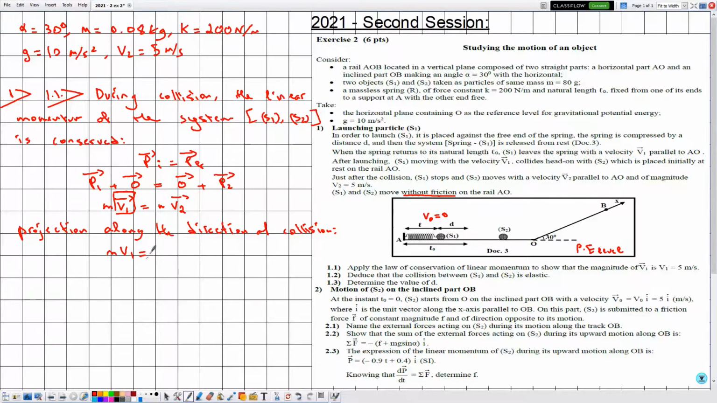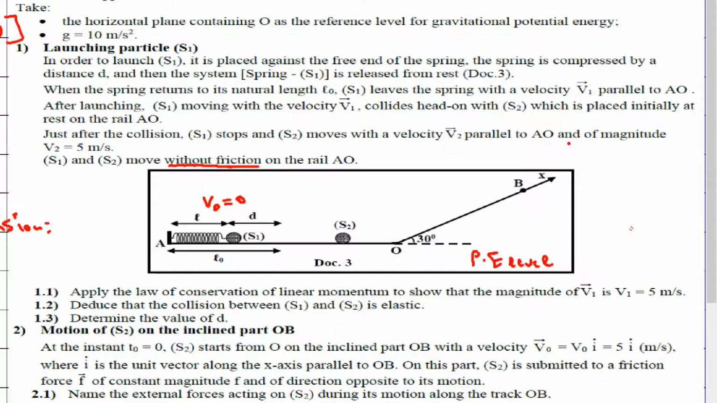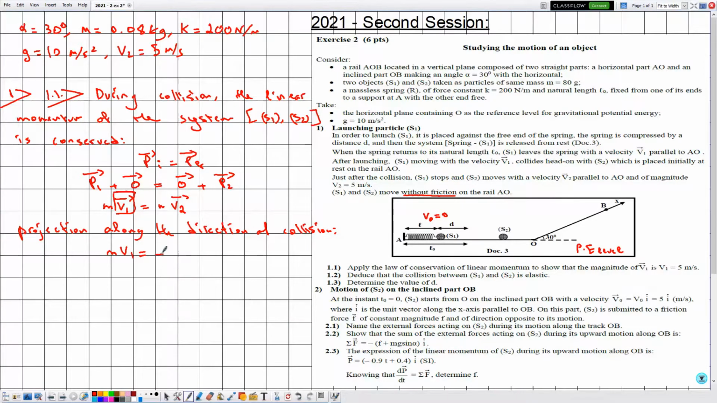Now this is equal to what? This is equal to mv2, but they are telling us that S2 moves with the velocity v2 parallel to AO. So here it's obvious that S2 is going to move toward the right, since it's being hit by S1 from the left. So this is equal to plus mv2, and eventually we are searching for the value of v1. So m cancels out, because the value of v2 is given by 5 meters per second, then the value of v1 is given by 5 meters per second. So by using the conservation of momentum, we have determined that the speed of S1 before colliding with S2 is 5 meters per second, and this is expected. Why? Since both S1 and S2 have the same masses.